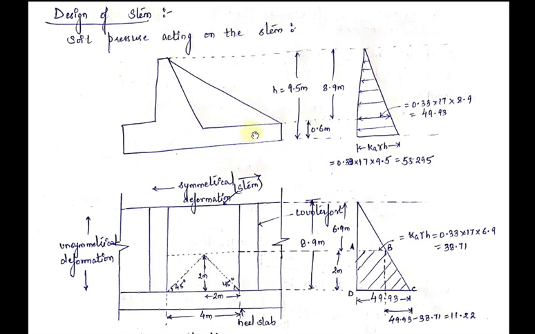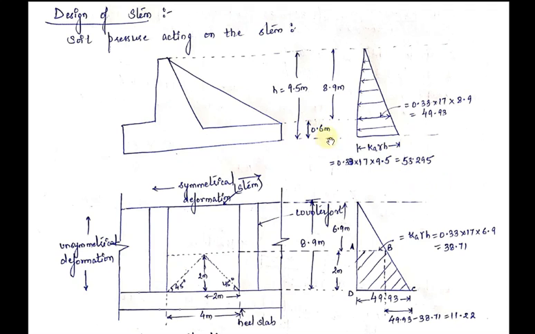Now, in order to design the stem, we must first analyze the force acting on it. The force which acts on the stem is the soil pressure, and we know that the soil pressure distribution diagram is triangular, with zero value at the top, and at the base it is Ka gamma h. Ka is the coefficient of active earth pressure, gamma is the unit weight of earth, and h is the total height of the retaining wall. After putting in all the values, I get the value at the base of the base slab as 53.295.